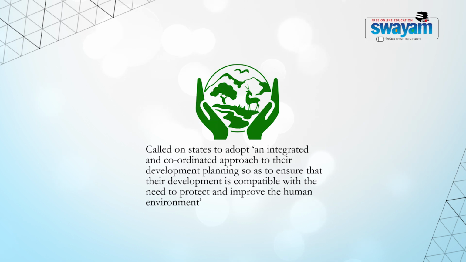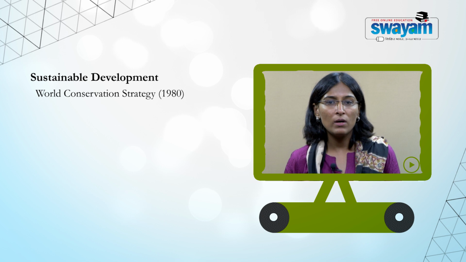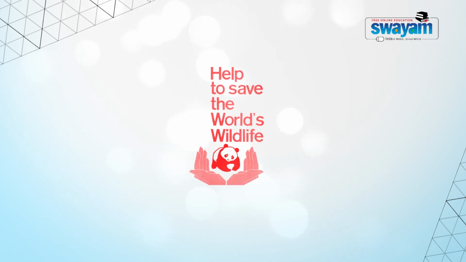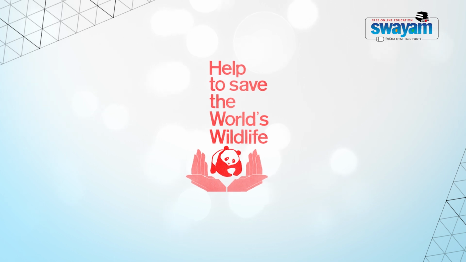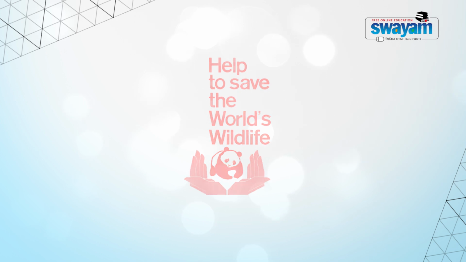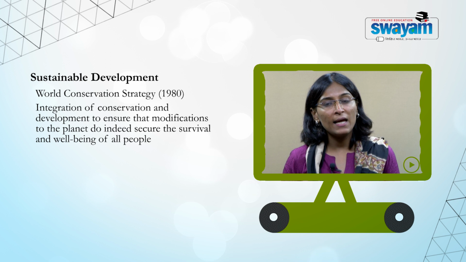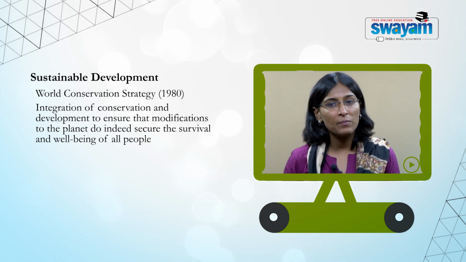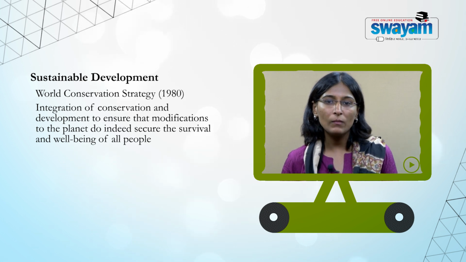improve the human environment. This was followed in the year 1980 with the World Conservation Strategy, which identified the need for integration of conservation and development to ensure that modifications to the planet do indeed secure the survival and well-being of all people. As we can see, indirectly, each of these instruments is highlighting the concept of sustainable development, although the term itself is not specifically employed.